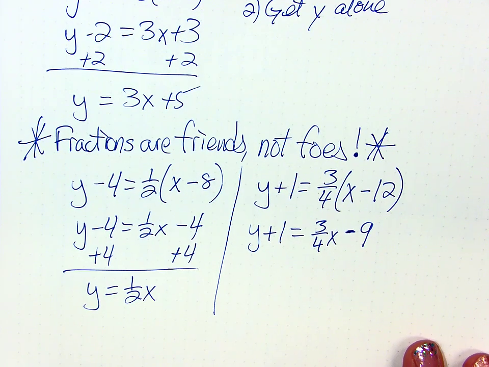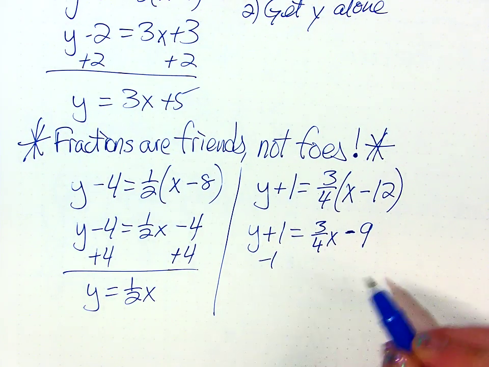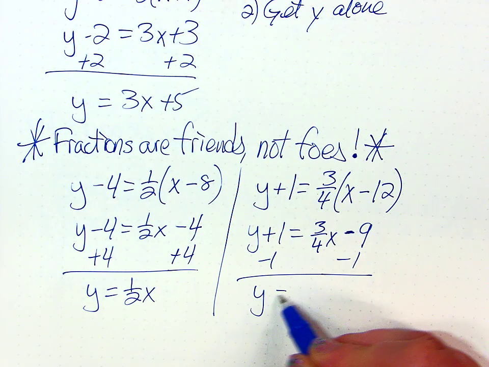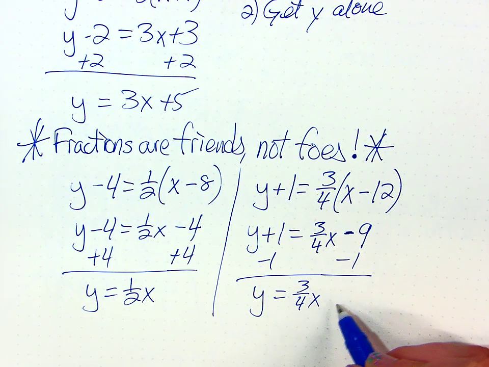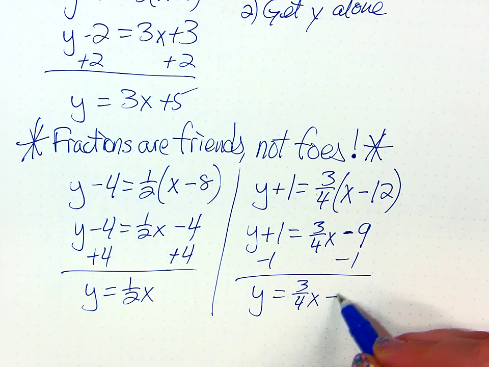All I have to do is minus 1 from both sides. So in this case, I get 3/4 x. And then what's this? Yep.